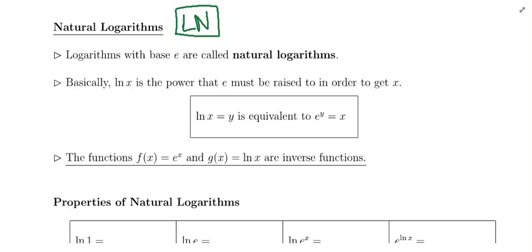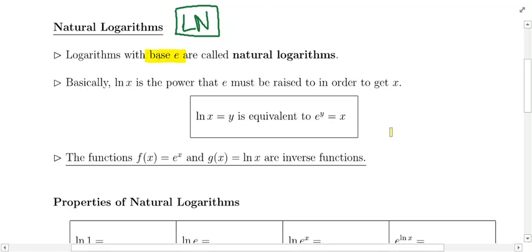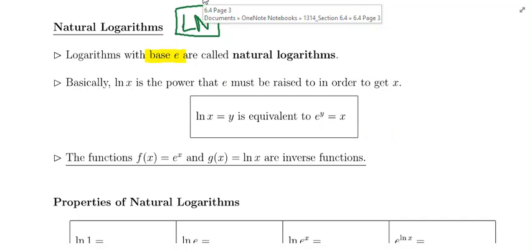So the base for a natural logarithm is base e. Remember, e is that crazy decimal that's about 2.71. So natural logarithms are base e logarithms. Even though the base is funky, it's still going to work the same way.